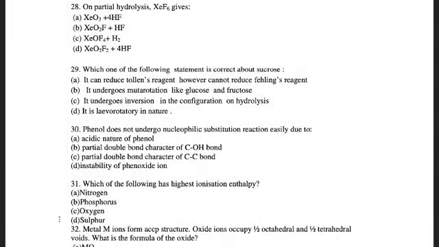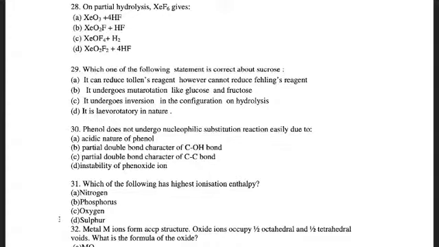Question number 31. Which of the following has the highest ionization enthalpy? A. Nitrogen, B. Phosphorus, C. Oxygen, D. Sulfur. Correct. The answer is A, nitrogen. The IE of nitrogen is high because of the smallest size in the group and the completely half-filled p subshell. So the answer is option A.